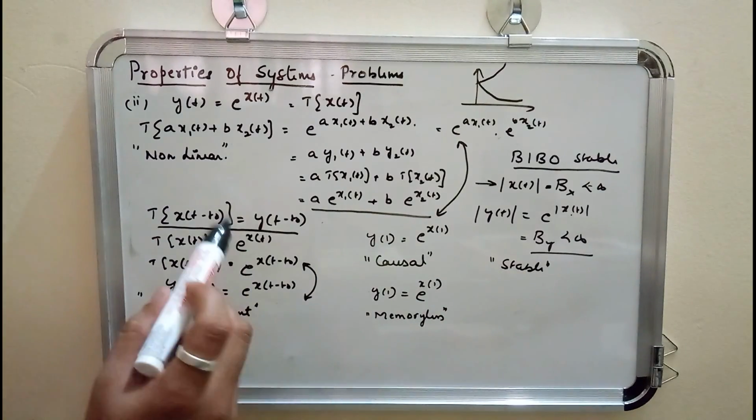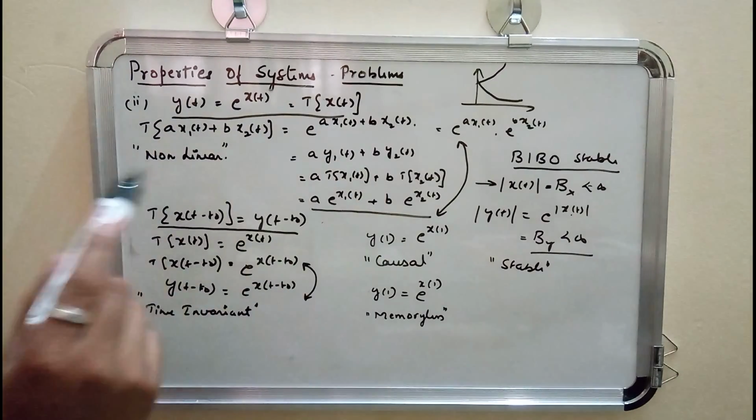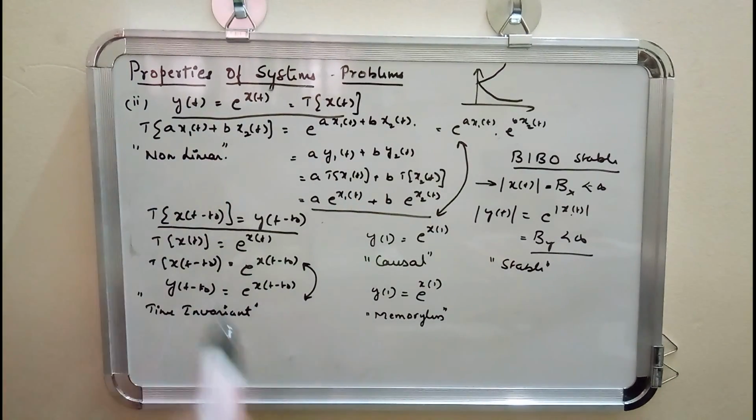So the system represented by this input-output relationship is non-linear, time invariant, causal, memoryless, and stable.